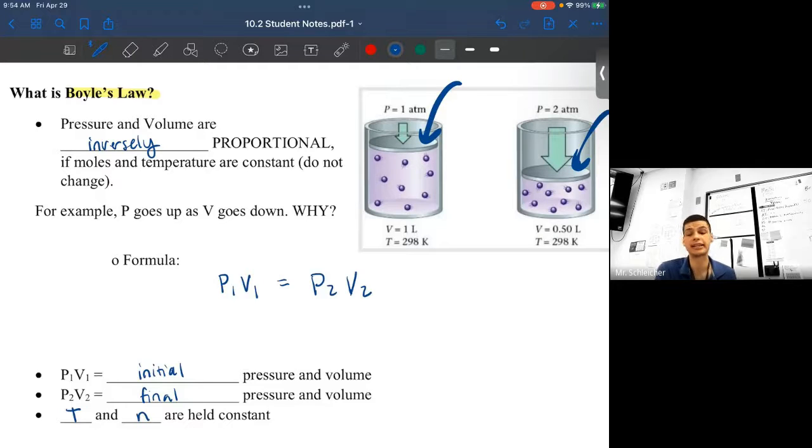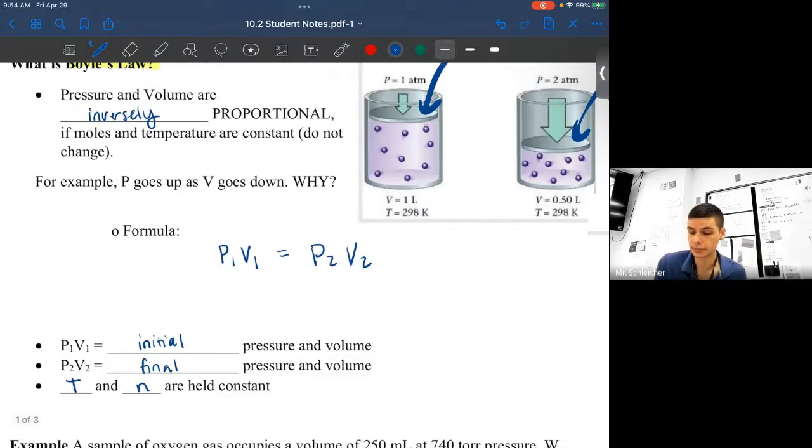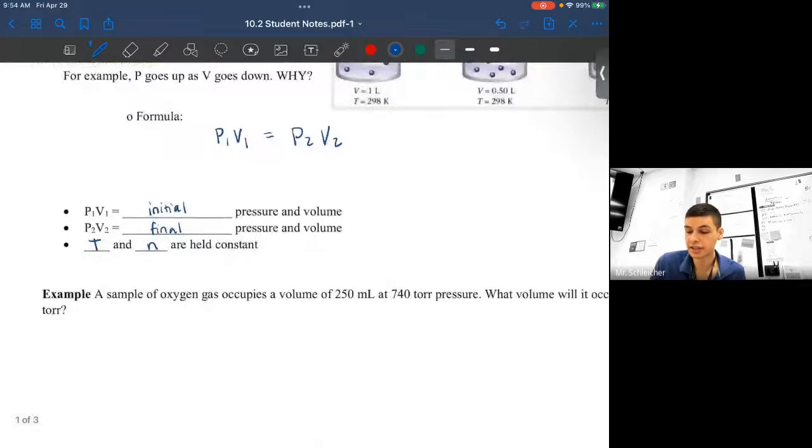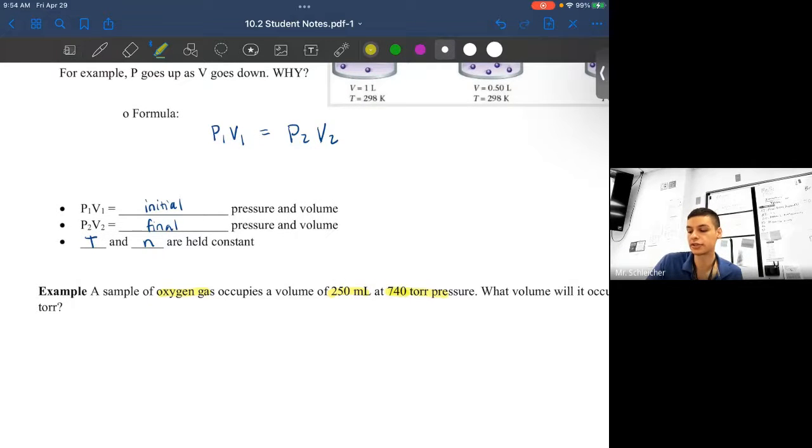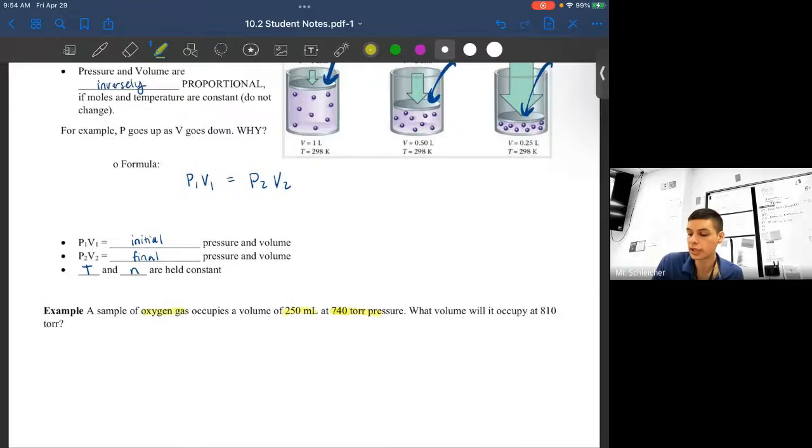So let's look at an example of Boyle's law in action. A sample of oxygen gas occupies a volume of 250 milliliters at 740 torr of pressure. What volume will it occupy at 810 torr? All right, so since I know that it's talking about volume and pressure and then volume and pressure again, that's definitely going to be Boyle's law. So I can use this equation that I know from Boyle's law and just fill in things that I don't know about.